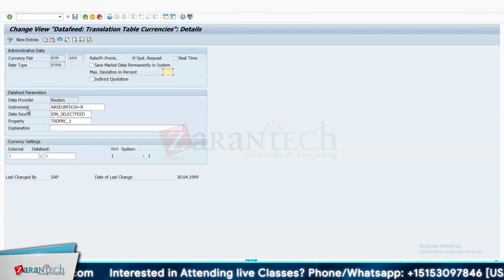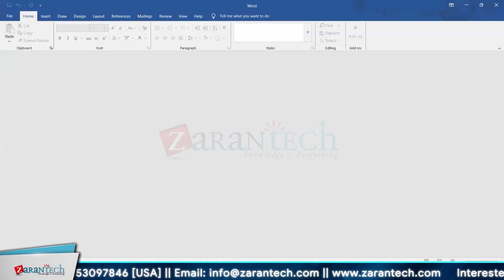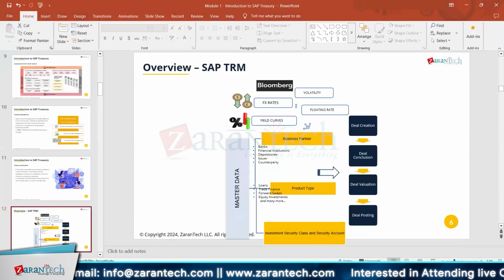We will go through this configuration later. Sorry. Configuration of integration with the Bloomberg we will go through in an upcoming session. Yeah, we'll go through it in more detail. But I just wanted to show you how it looks. Basically, when I was explaining this, I just wanted to, because sometimes the presentation itself becomes a little boring, right? So that's why I just wanted to.